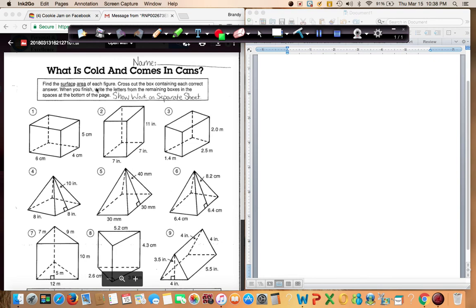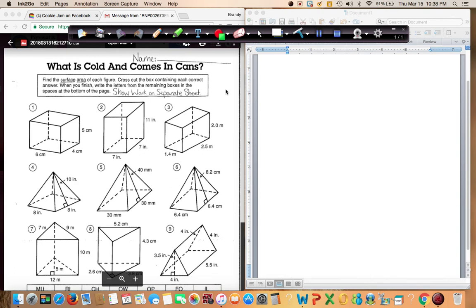Find the surface area of each figure. Cross out the box containing each correct answer. When you finish, write the letters from the remaining boxes in the spaces at the bottom of the page. Show your work on a separate sheet. So I have a separate sheet here, and I'm going to show the work.